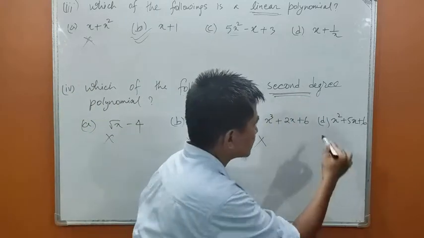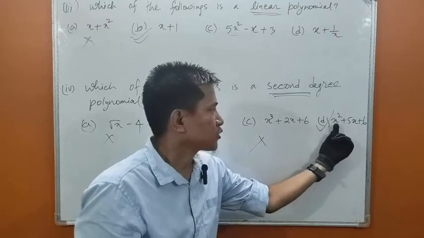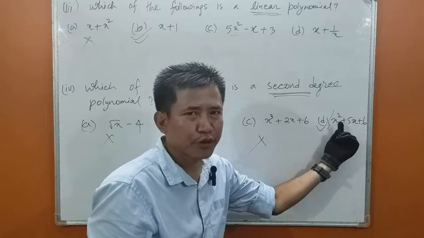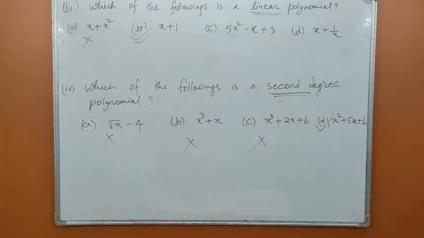We are asked to identify the second degree polynomial. So option D is the correct one because the highest power of x is 2. Highest power of x is 2 means second degree polynomial. I hope you got this. Let's go for the next question.